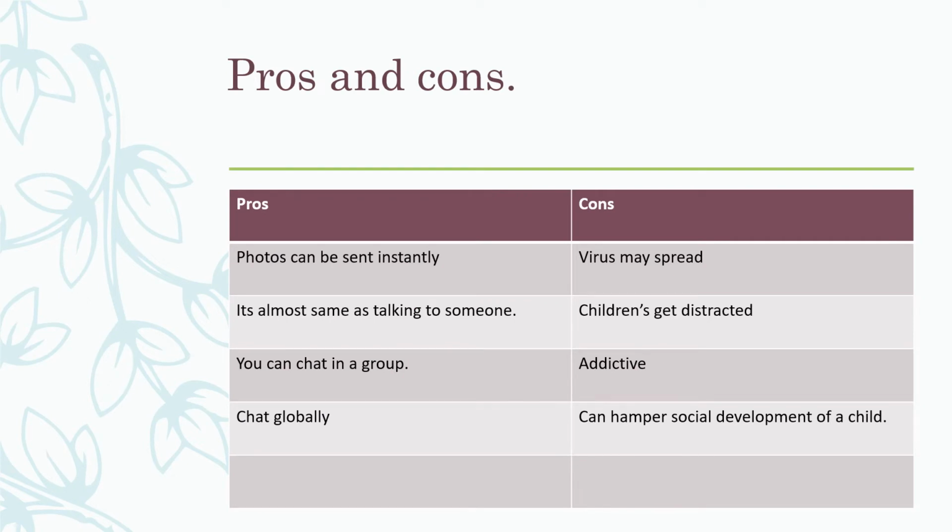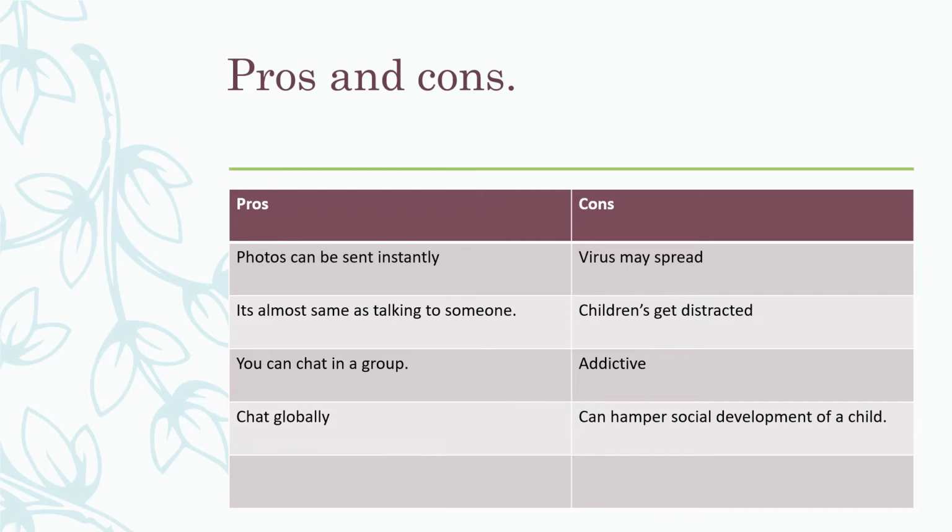What are the pros and cons of chatting? So pros are photos can be sent instantly and within a matter of seconds, and it also depends on the speed. So it is almost the same as talking to someone. You can chat in a group and chat globally. Suppose you travel to a foreign country, there if you try to call someone at your home in India, a single call will take around 300 to 400 rupees, which is very costly. Rather, you can just send them a chat, which is free of cost, and you can just connect to the Wi-Fi anywhere in the foreign land as well, and then you can easily send messages to your near and dear ones.